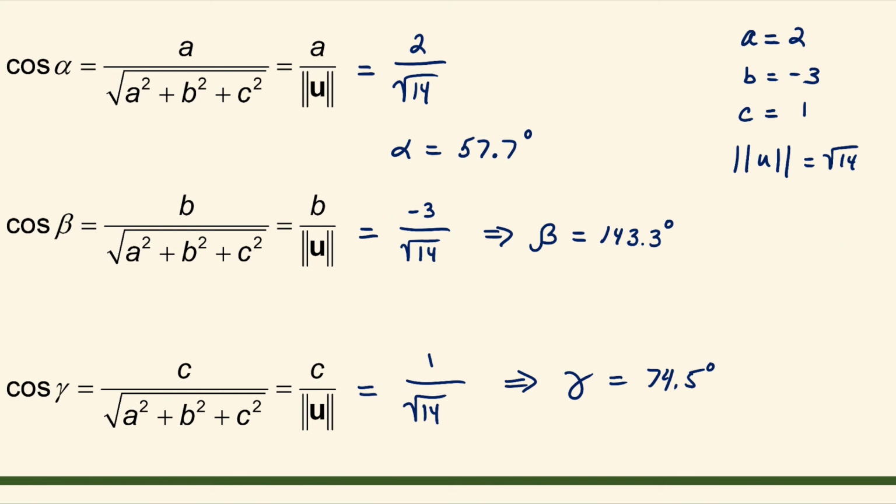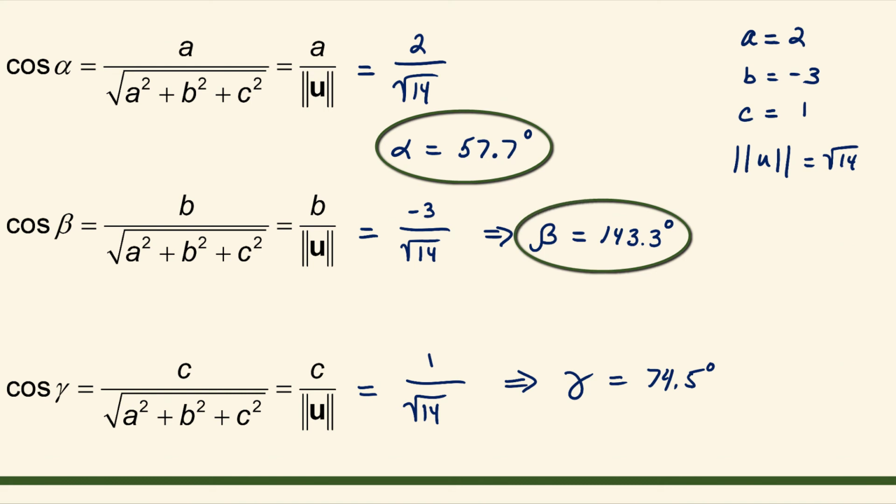Therefore, our three direction angles are alpha equals 57.7 degrees, beta equals 143.3 degrees, and gamma equals 74.5 degrees.